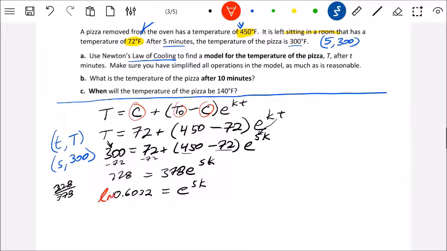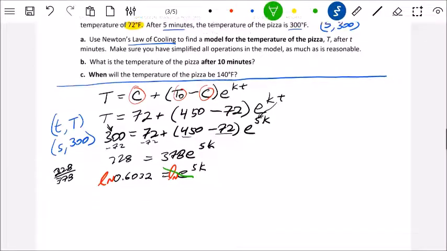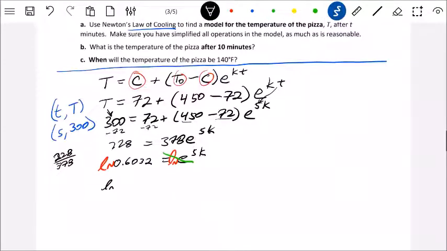I'm going to apply natural log to both of these so that this cancels out. Natural log of 0.6032 is equal to 5k. Divide by that 5 immediately. And so the k is approximately, so these should all be approximates here, k is approximately negative 0.1011.